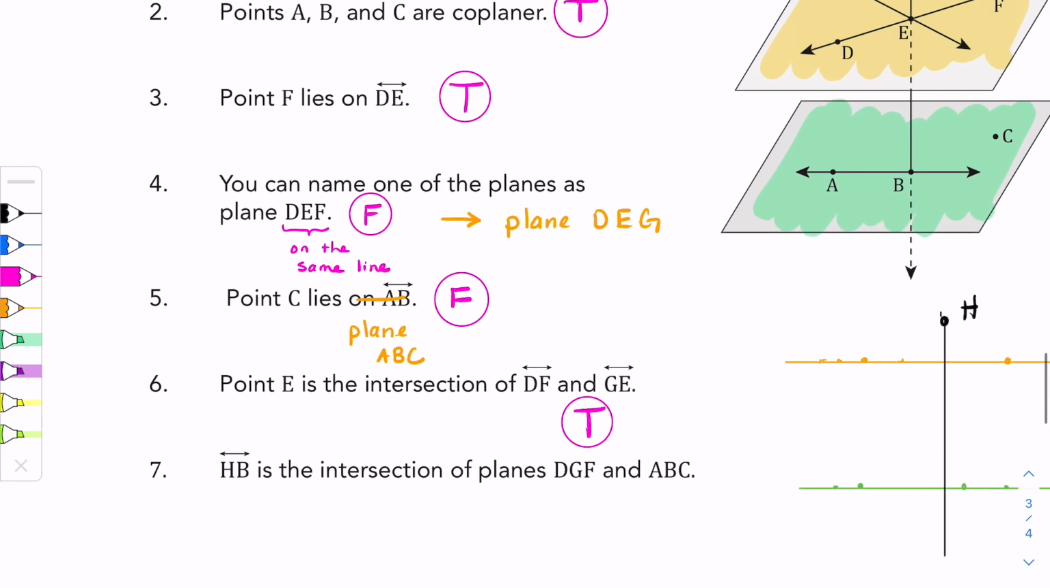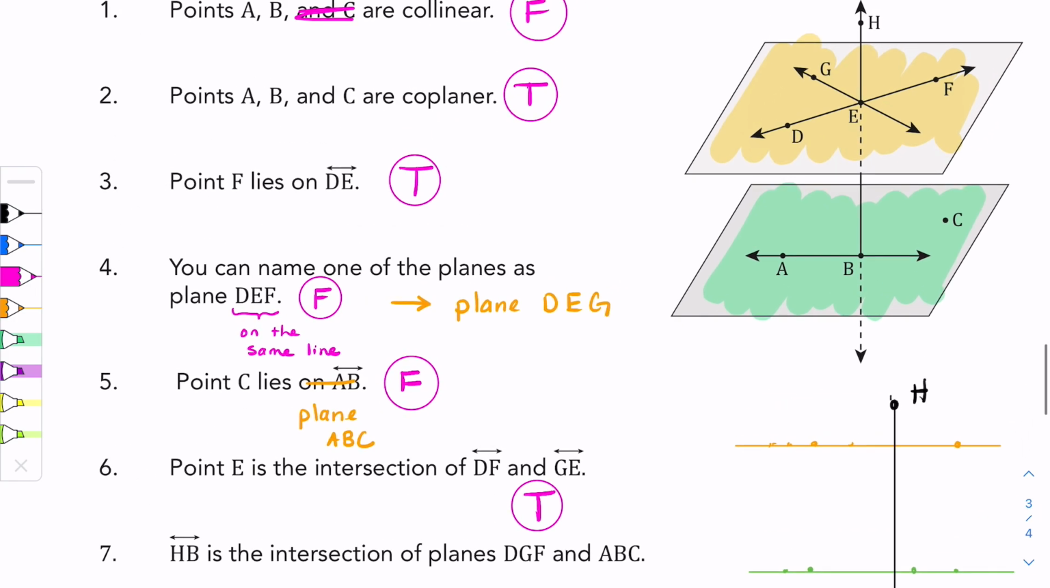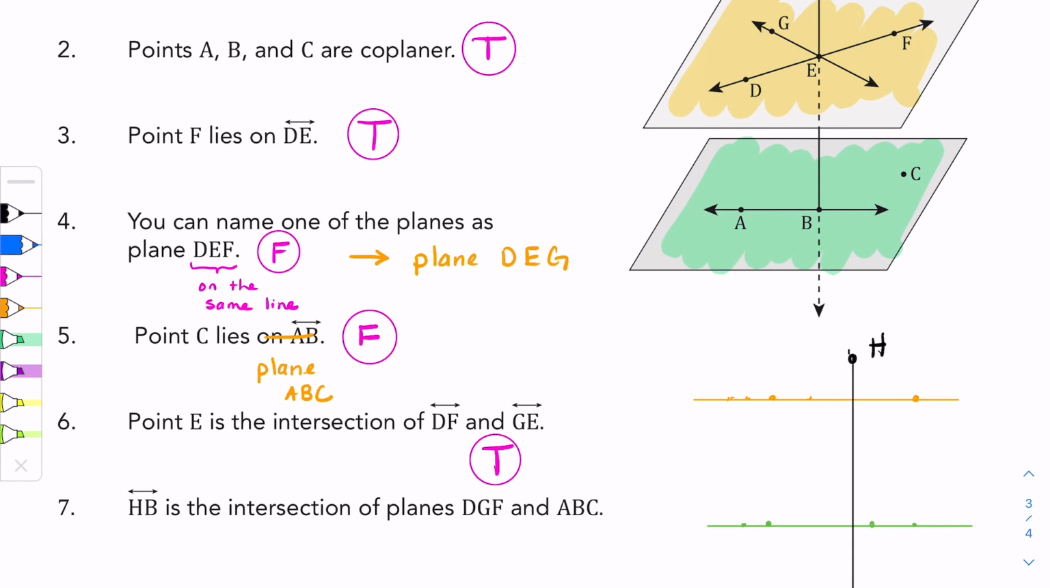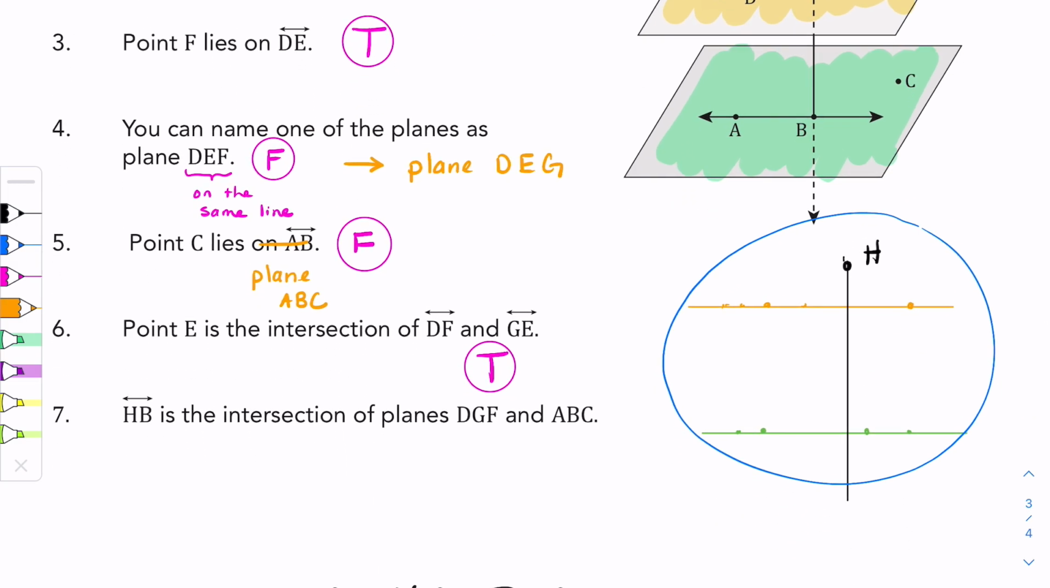And for number 7, line HB is the intersection of planes DGF and ABC. If we look at this model, my two planes never intersect. Line HB does intersect both of them, but the planes themselves do not intersect. So be very clear as to what your intersection is. The planes do not intersect.